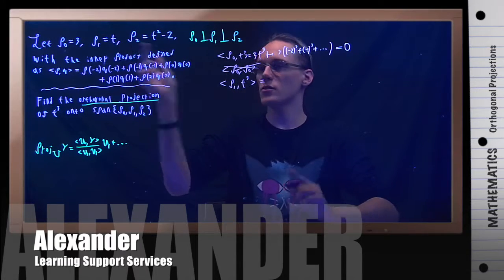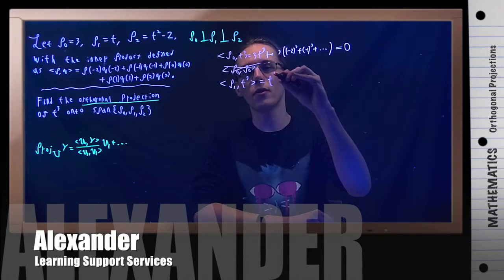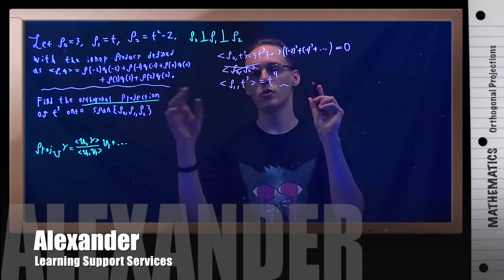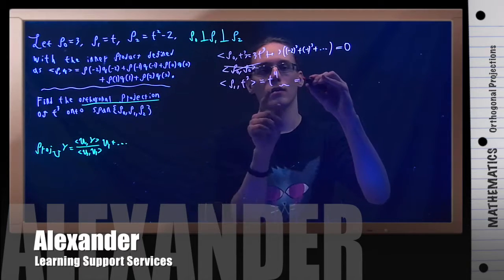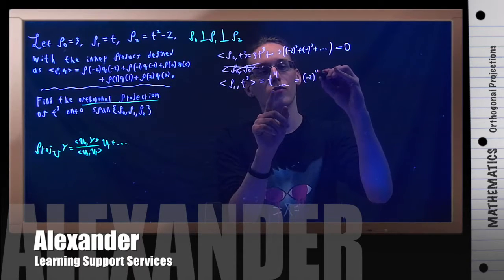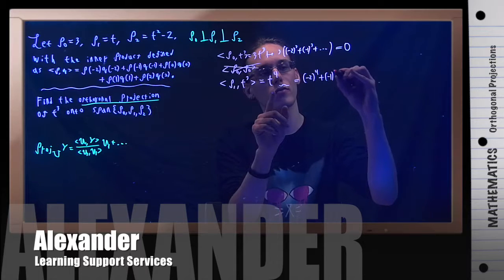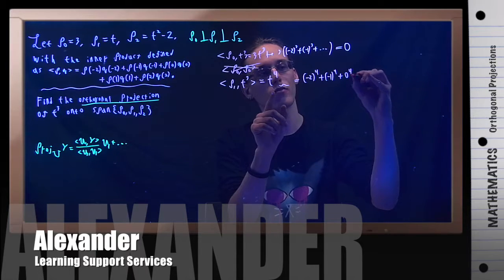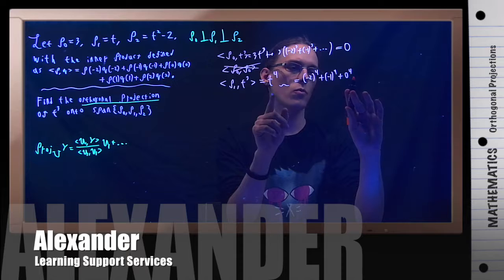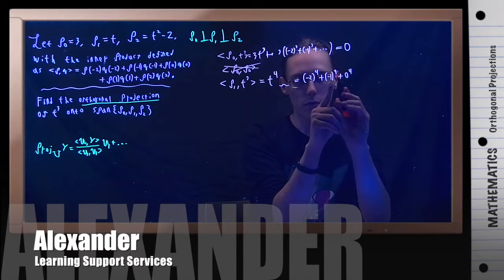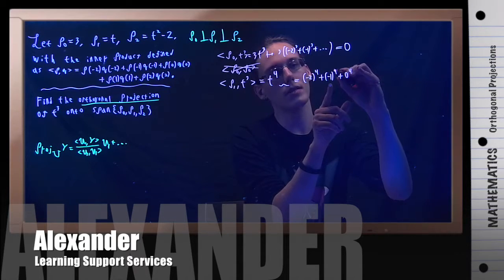Well, P1 is t, so t with t cubed is t to the 4th. Evaluating that from negative 2 to 2, I have negative 2 to the 4th plus negative 1 to the 4th plus 0 to the 4th. And now, if I put plus 1 to the 4th, negative 1 to the 4th and 1 to the 4th are going to be the same thing.